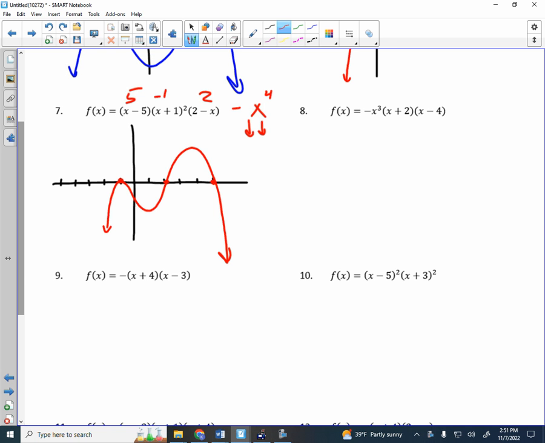Okay, this last one, we actually won't do 9 and 10. We'll go over the test now. But so what's the degree here? 5. Positive or negative? Negative. So it's going to finish going down. So it's going to start opposite because it's odd. Very good.